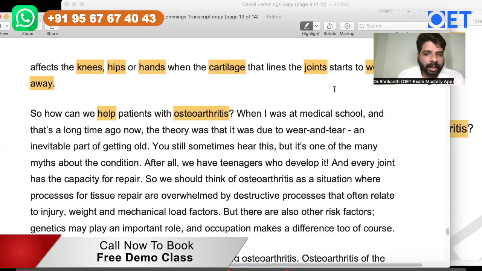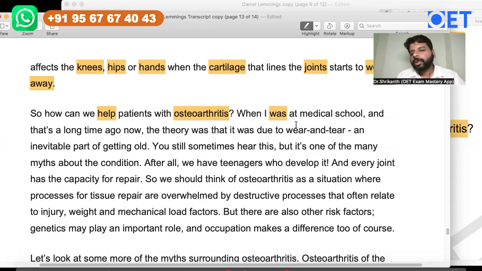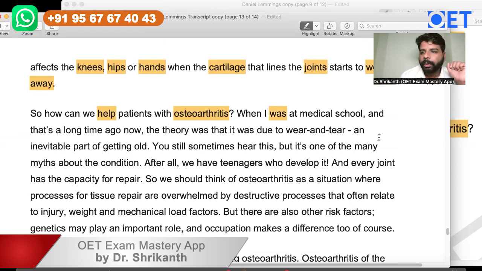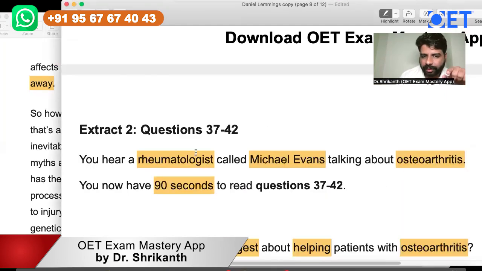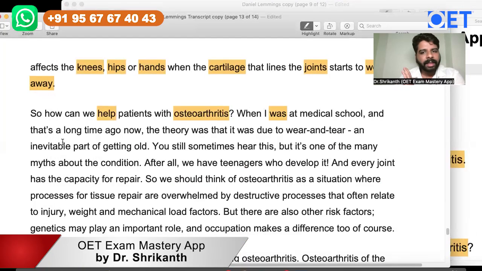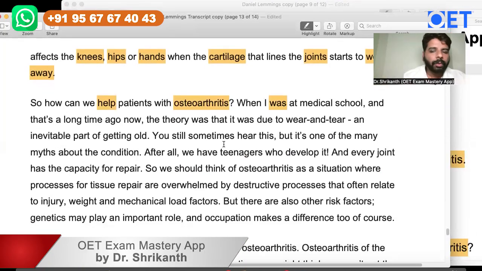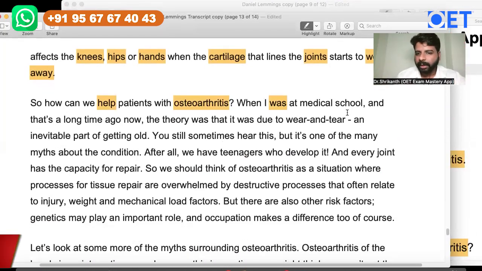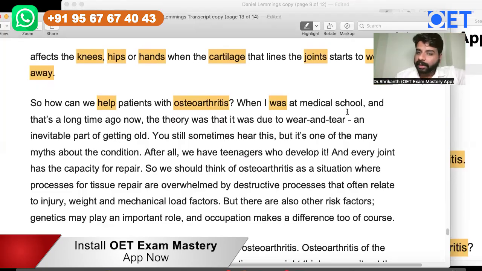Now let's see what he's saying. "When I was at medical school." What is the tense over here? So we know he is a rheumatologist. That means he is an experienced doctor. Now he is saying when I was at medical school, that means when he was a student. So here he is talking about past tense. That is a long time ago, a very long time ago when I was a student.